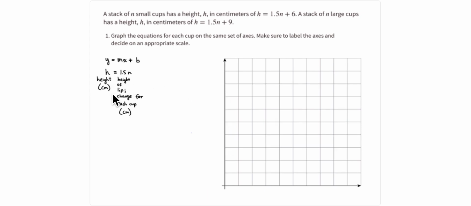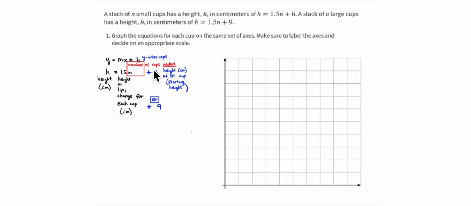And if we look at these equations, you have h, which is the height of the cups in centimeters, so that's going to be y. So this y-axis is going to be the height of the total stack. It equals 1.5 times n, the number of cups. 1.5 is the height of the lip, and that's what changes for each cup. And the n is the number of cups that are added to this first cup. And then you have to add that first cup, which is 6. So that's where it crosses the y-axis. That's the y-intercept. Height in centimeters of the first cup, starting height.